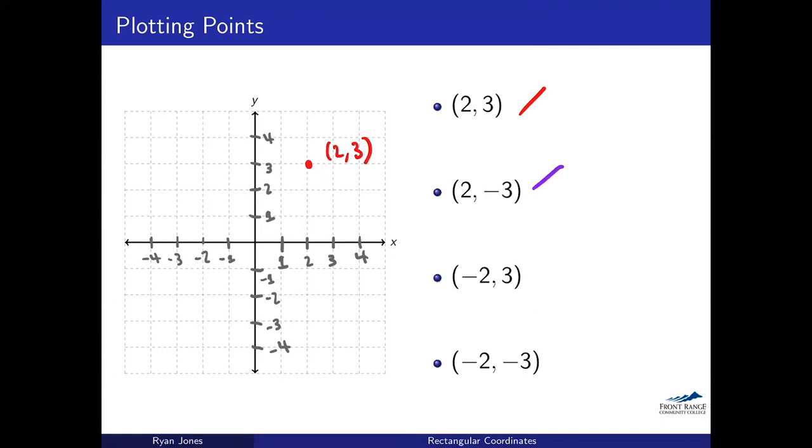Let's do this guy in purple, 2, -3. So I'm going to go 2 over in the x, and then I'm going to go -3 down in the y, and that's going to get me right there. So you can see I'm in quadrant 4 right there. Let's go ahead and do orange, -2, 3. So we're getting the hang of this here. I'm going to go -2 and then 3 up. I'll get right there.